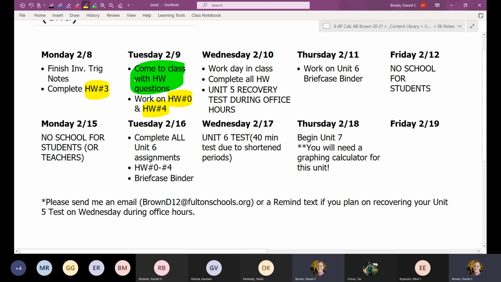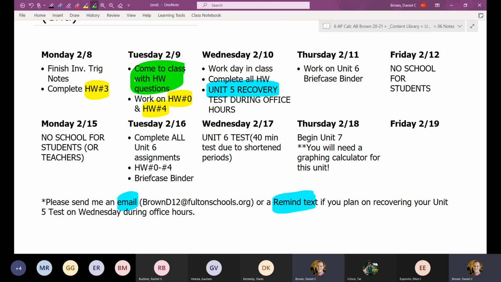Wednesday is going to be just a work day. Clearly comes questions. I did want to remind you, if you need to do the Unit 5 recovery, I will be offering that during office hours on Wednesday. Please either send me an email or a Remind text if you do plan on taking it. Just make sure I have a test for you, either virtually or here in person.